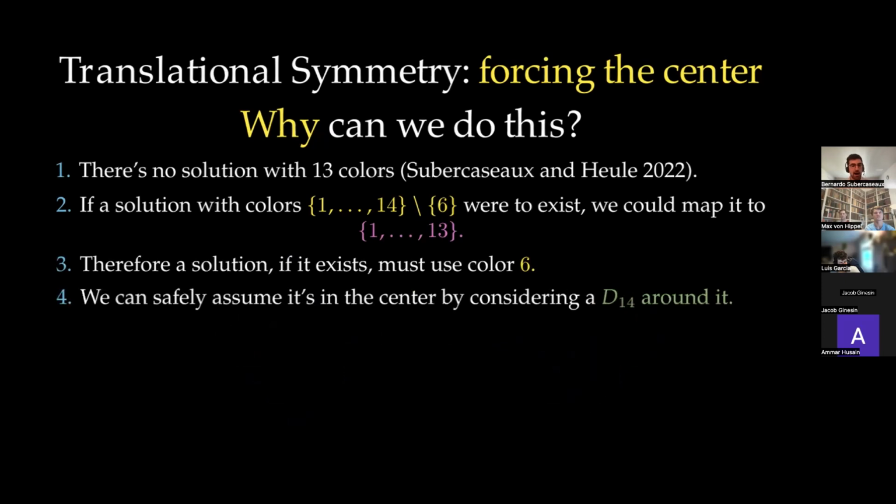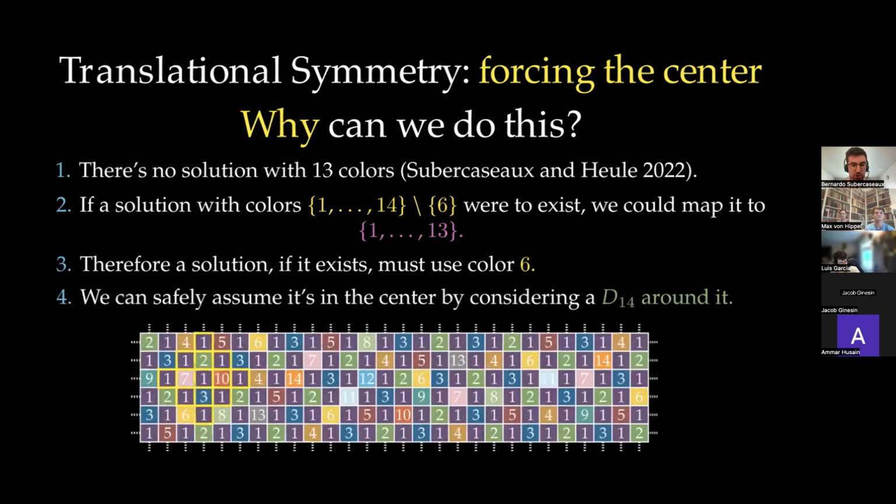And now the idea is that we can safely assume that not only does it use color 6, but it will use it at the center of our finite subgraph. Why is that? Because if it uses 6 somewhere, I can just choose to translate the finite subgraph I'm looking at until I situate it at a point where 6 is at its center. So if X is this infinite solution and it uses 6 somewhere, I can try to imagine how the D14 centered in one of the 6s that it uses looks like.